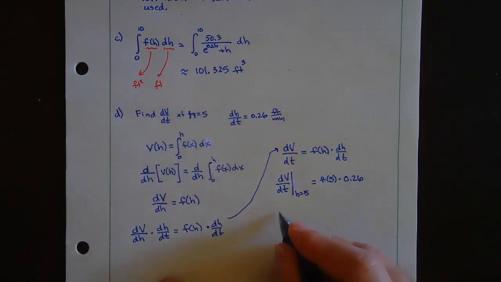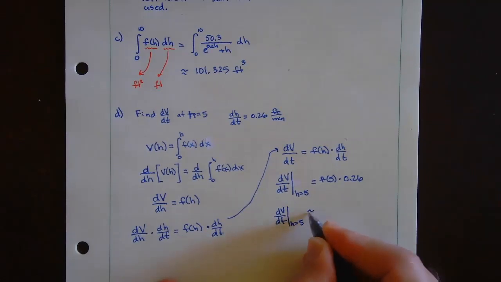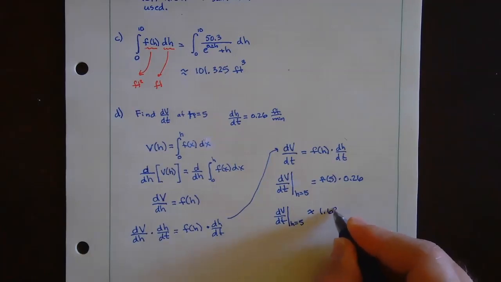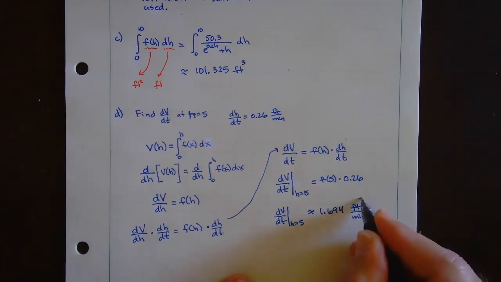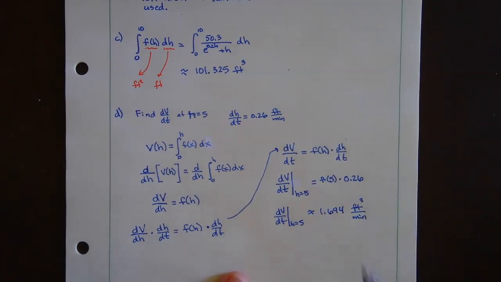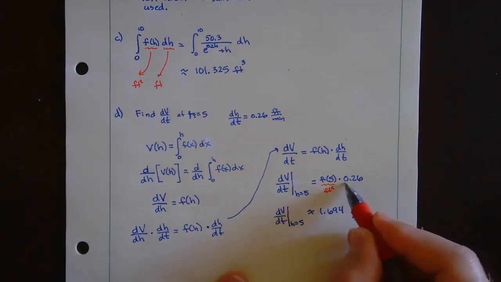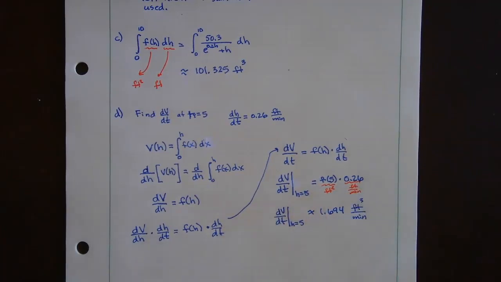So that means dV/dt at h equals 5 is approximately 1.694, because we're going to round. And this is cubic feet per minute. Why again? This is feet squared, and this is feet per minute. When we multiply those, that makes sense. We'll get cubic feet per minute.